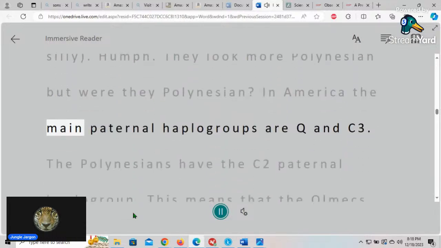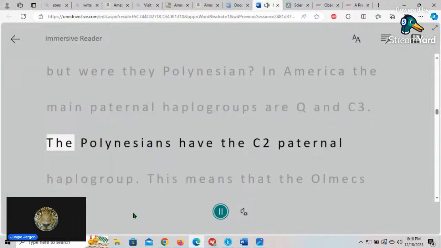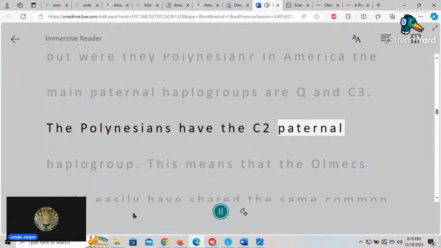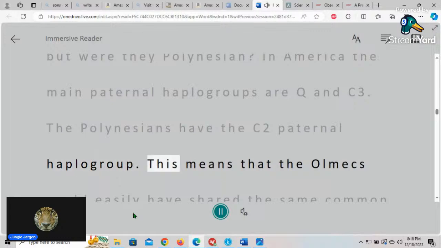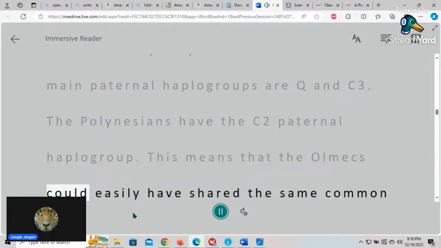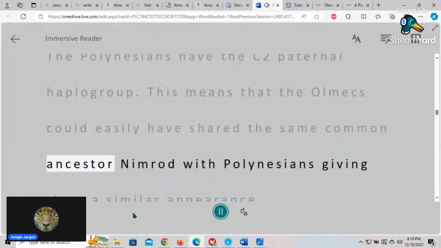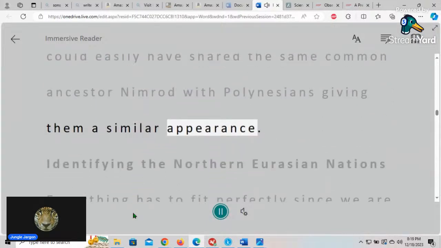In America, the main paternal haplogroups are Q and C3. The Polynesians have the C2 paternal haplogroup. This means that the Olmecs could easily have shared the same common ancestor Nimrod with Polynesians, giving them a similar appearance.